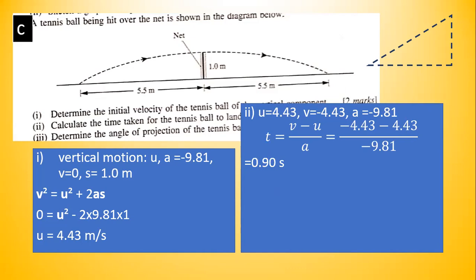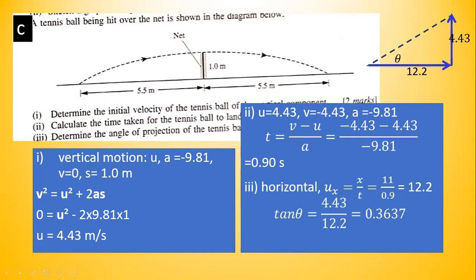Then calculate your horizontal component: horizontal distance divided by time. For the horizontal distance, you add the two values together, 11. Time, you have got that. You get 12.2. Then draw a triangle. That is your horizontal component, 12.2, and you've got your vertical one, 4.43. Then to calculate the angle, use tangent. You don't want the magnitude of the velocity, you want the angle. That's all.